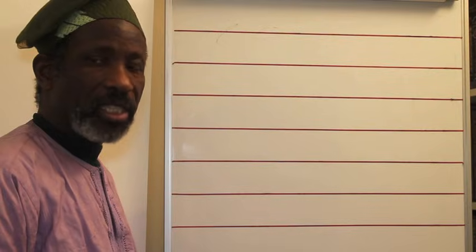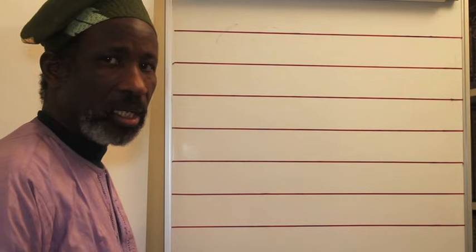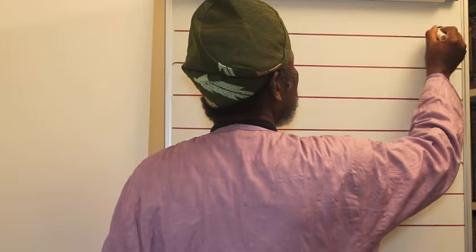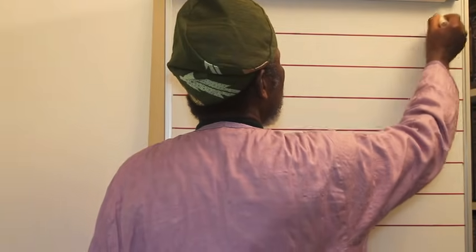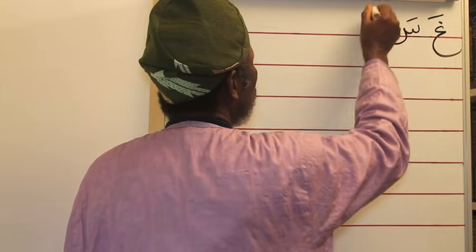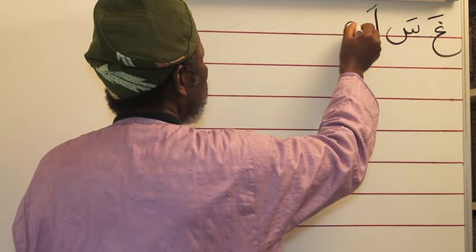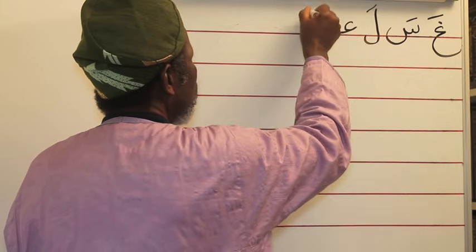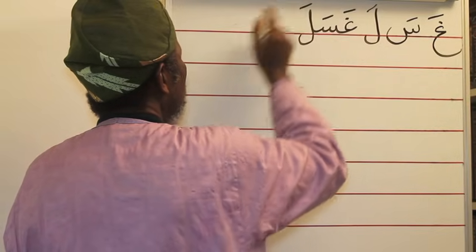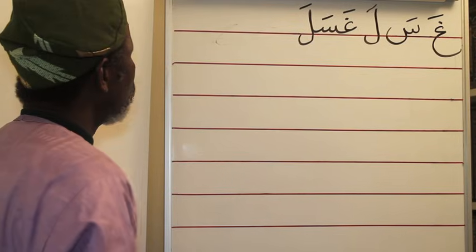Now, page 37, we start with letter Ghain. Ghain, the beginning, Ghasala. Gha, sa, la. غسل. Join. Gha, sa, la. Gha, sa, la. Now we need to do ghain in the middle.